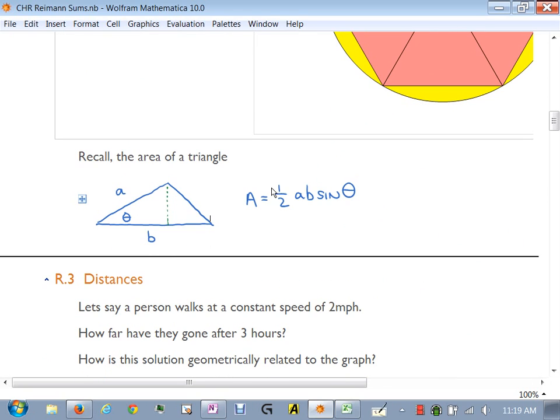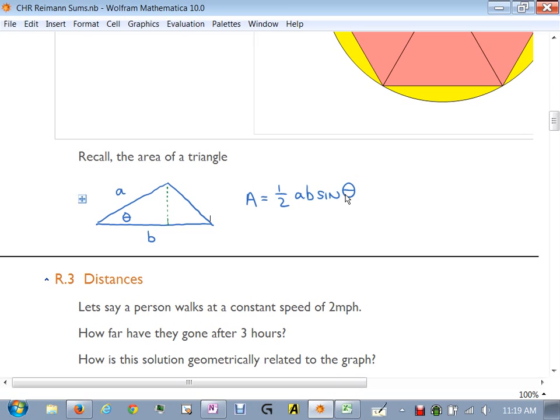Now I just threw this in here as a reminder. If you're given a triangle, everyone knows the area of a triangle is 1/2 base times height. But there's an alternative formula, and that's the formula right there. If you know two sides of a triangle and you know the angle between those two sides, then the area of the triangle is 1/2 AB sine theta. You probably saw that in pre-cal. Hopefully you saw that in pre-cal.